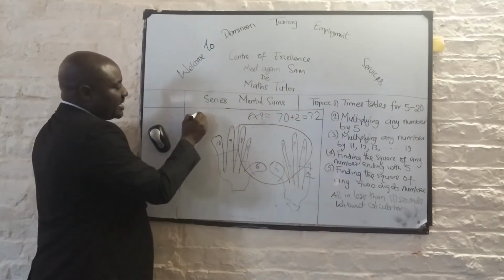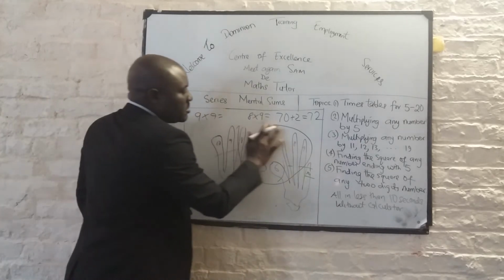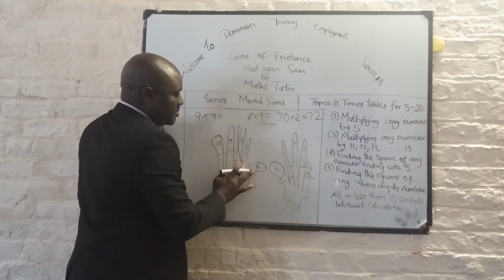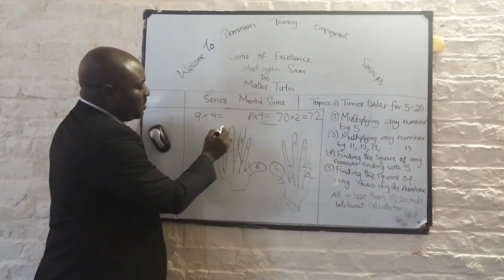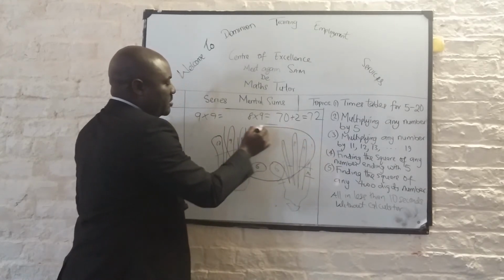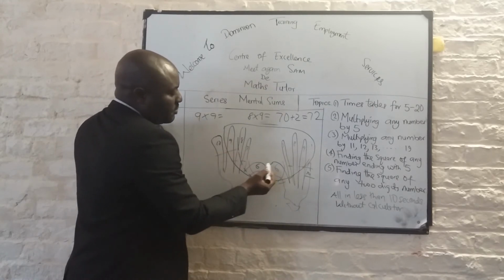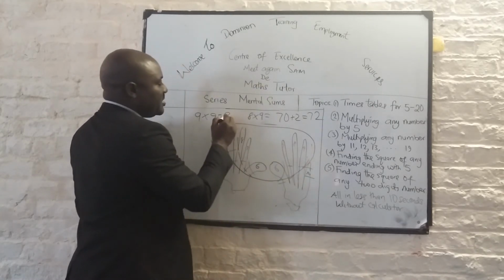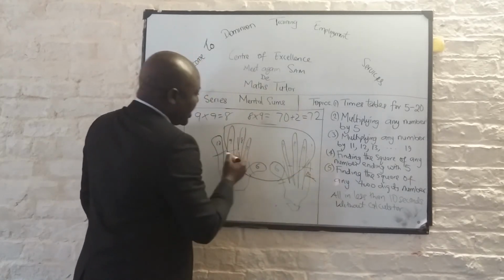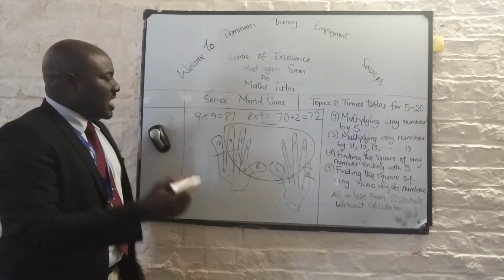Let's see 9 times 9. That means you come here, you pick 9 and go like that until you get to 9 here as well. Then you count the number of fingers inside. 1, 2, 3, 4, 5, 6, 7, 8. You write 8. How many fingers outside the circle here? 1. Here, 1. You say 1 times 1, 81. That tells you that. Let's do the last one there.